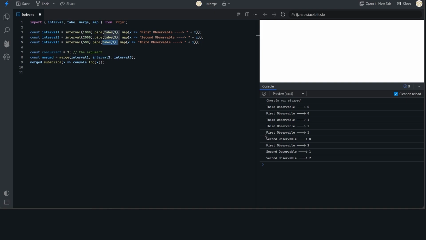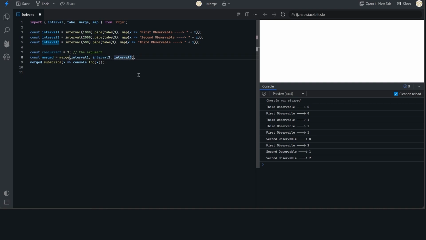After 2 seconds, the first observable emits its second value, that is 1, and simultaneously the second observable also emits its first value, which is 0. After 3 seconds, the first observable emits its last value, again because of take 3, and then after 4 seconds, the second observable emits its second value, and after 6 seconds, it emits its last value. So all the intervals are emitting values concurrently, and since we are using the merge operator, all the values are emitted as output one after the other, whenever a value is being emitted.